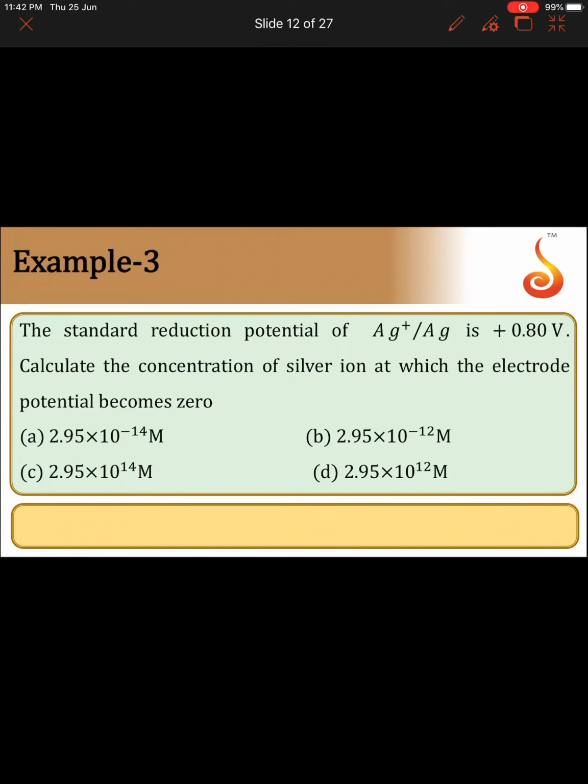The standard reduction potential of silver electrode is plus 0.8 volts. Calculate the concentration of silver ion at which the electrode potential becomes 0. That means E cell is equal to 0. Now the reduction reaction of the silver electrode is Ag+ (aq) plus 1 electron gives Ag (solid).